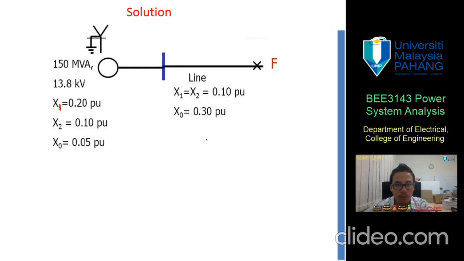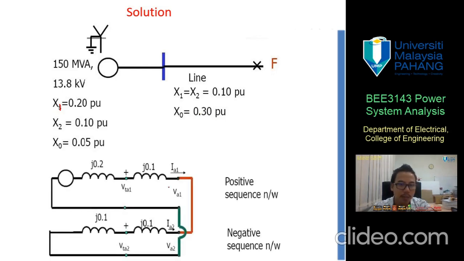So what's next? We draw the single line diagram. Remember, it's parallel. When it's parallel, it's very easy. You just cross it, generator to generator, even if it's not here. So we connect it here, crossing each other. Then just put the value 0.2 and the second is 0.1.